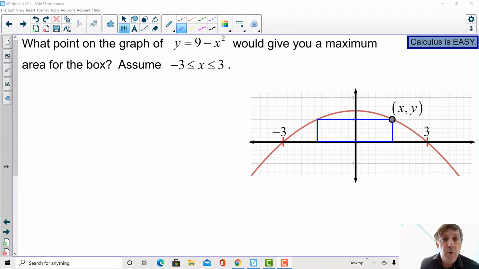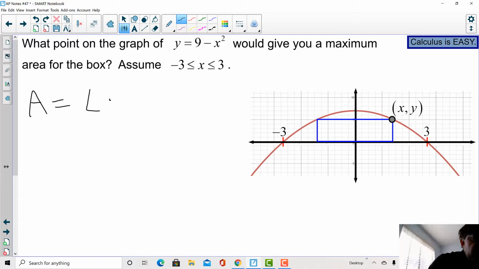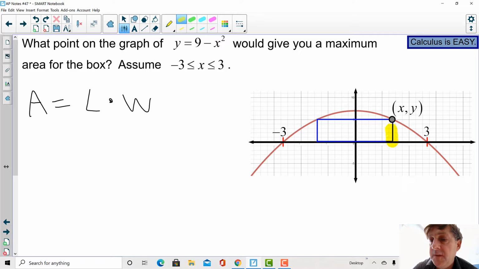Okay, this one says, what point on the graph of y equals 9 minus x squared would give you a maximum area for the box? So we're assuming that our x value is between -3 and +3. So first we're going to write the area of this rectangle. Area is going to be length times width. The width is just going to be the distance from here to here, so that would just be y.